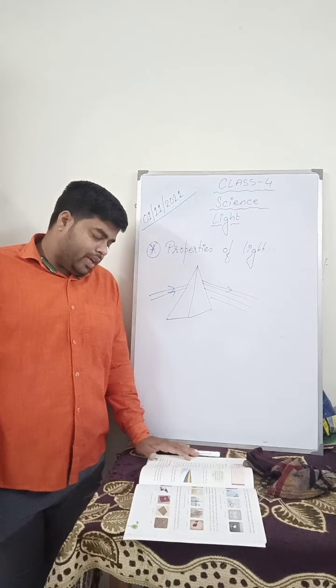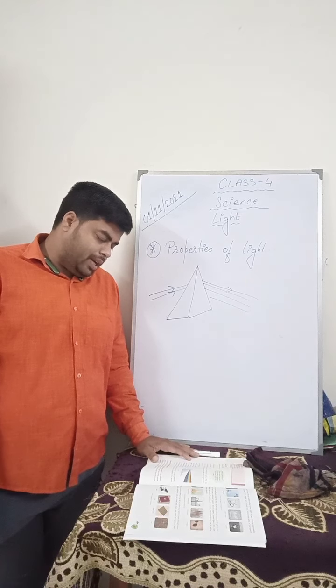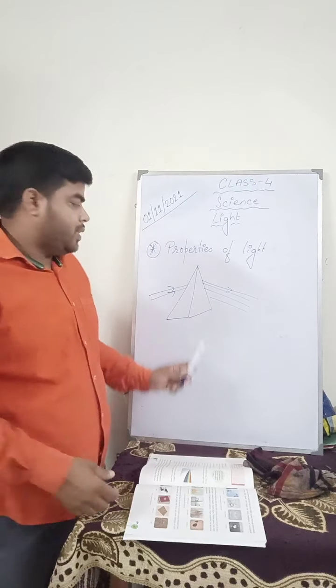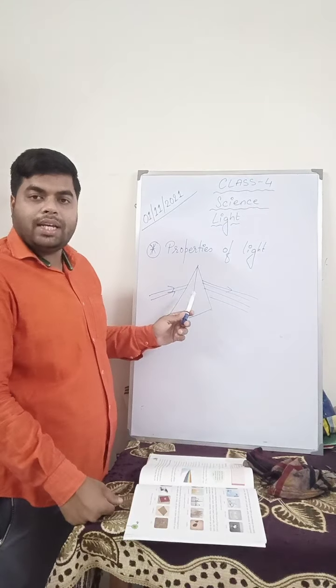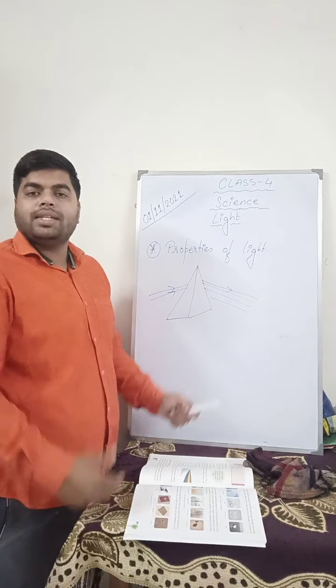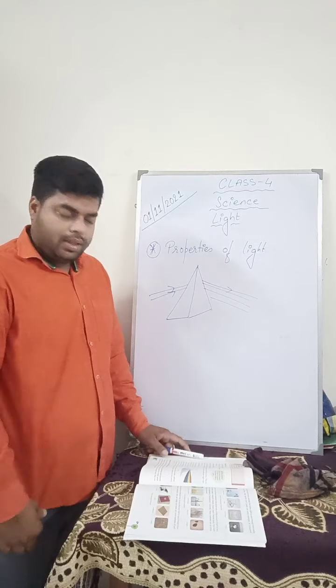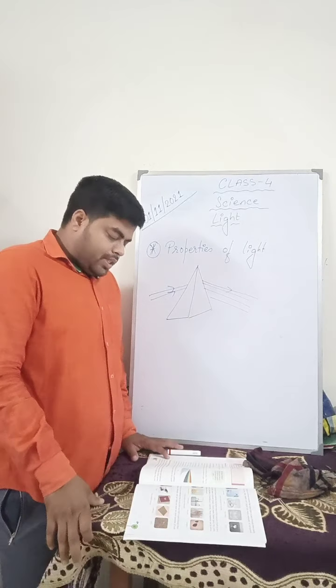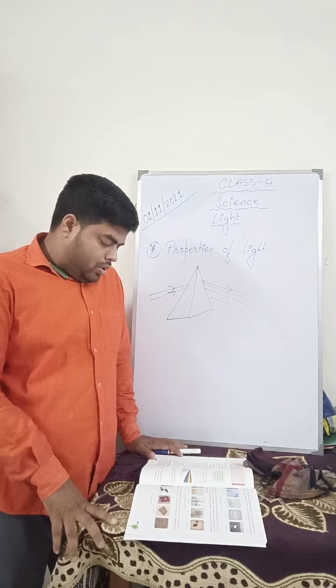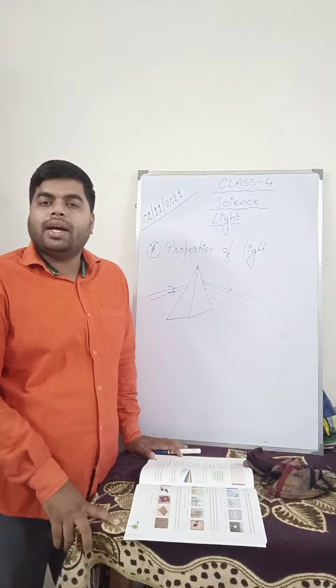Another example of refraction is the splitting of visible light into 7 different colors through a glass prism. When light rays pass through a glass prism, you can see the different colors of light. These colors are violet, indigo, blue, green, yellow, orange and red.